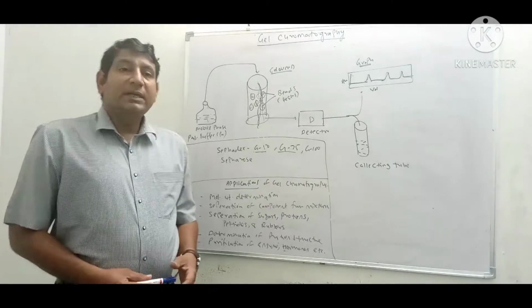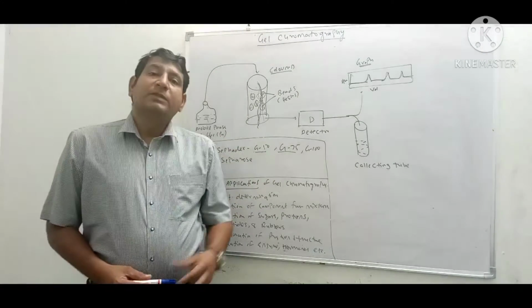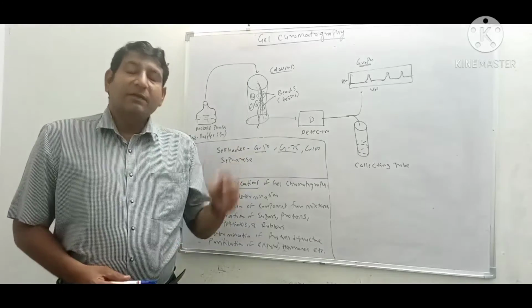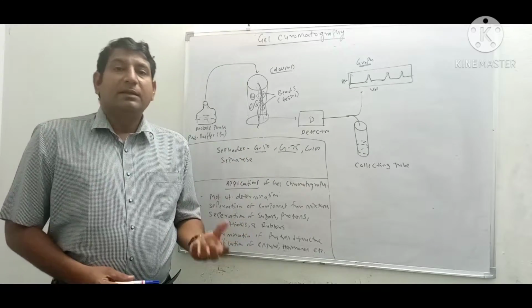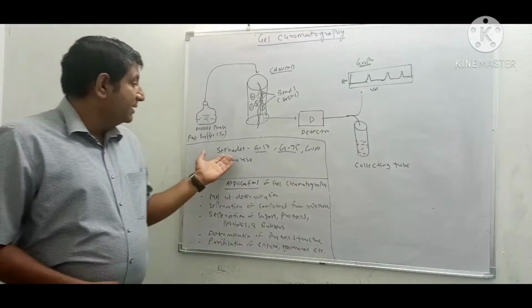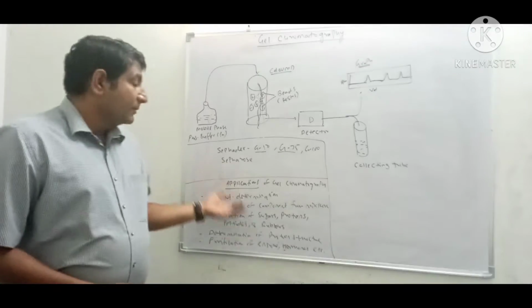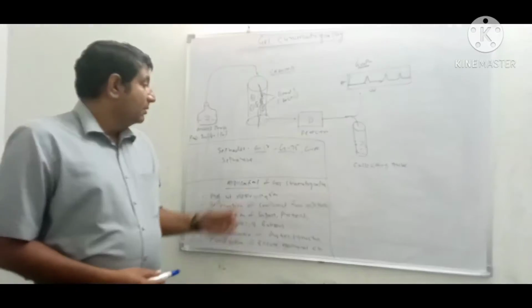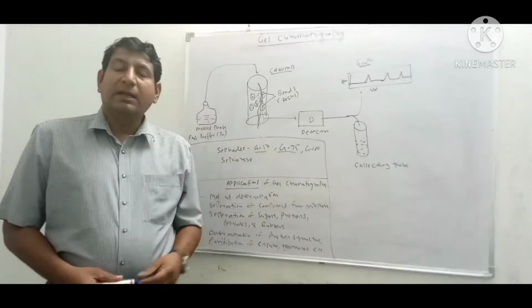And we have also studied that in gel chromatography there is a column. In the column there are some stationary phases, which are beads. There are different types of beads, like we have studied Sepharose, which is also known as Sephacryl, etc.